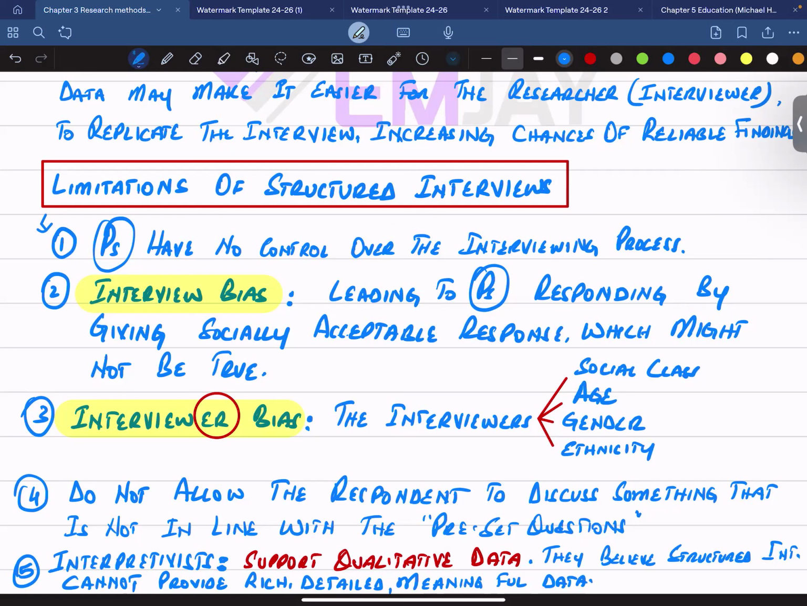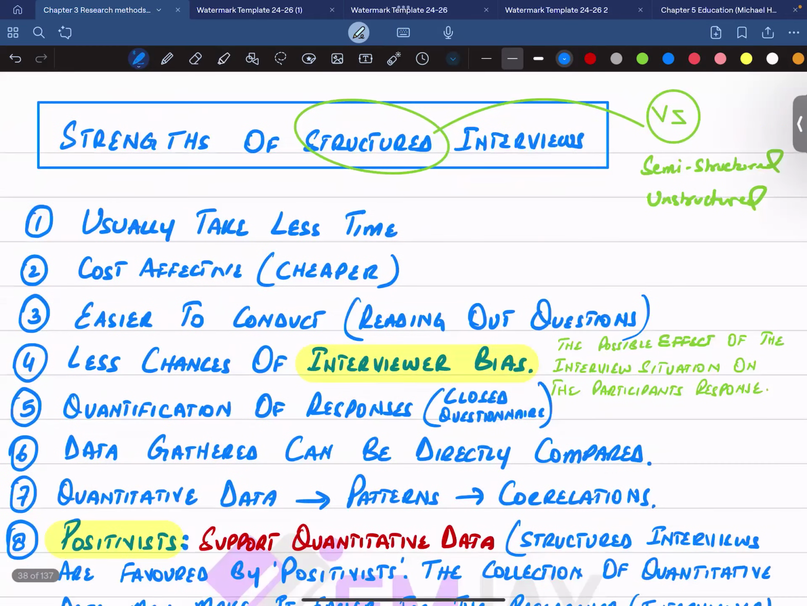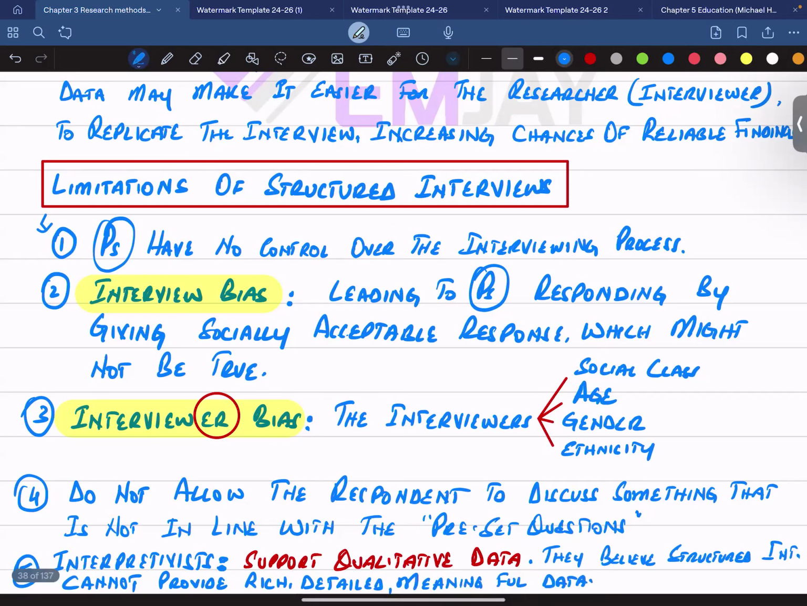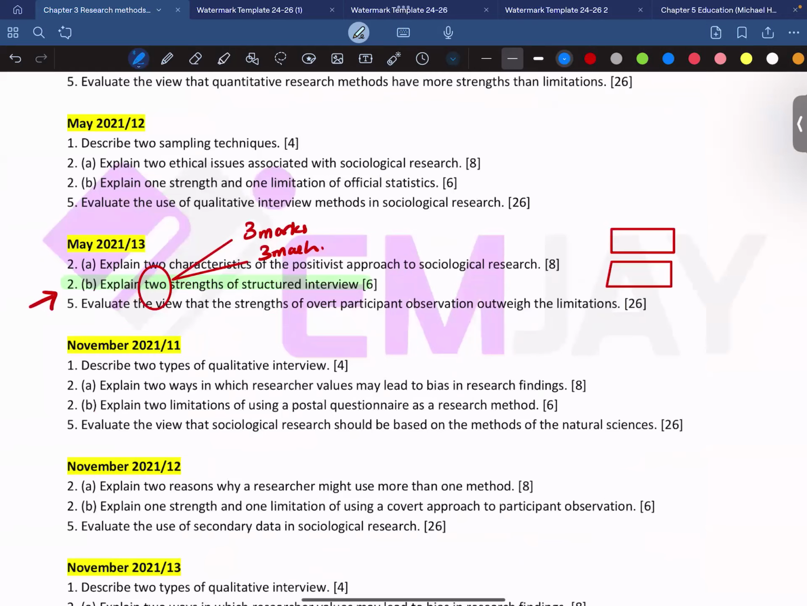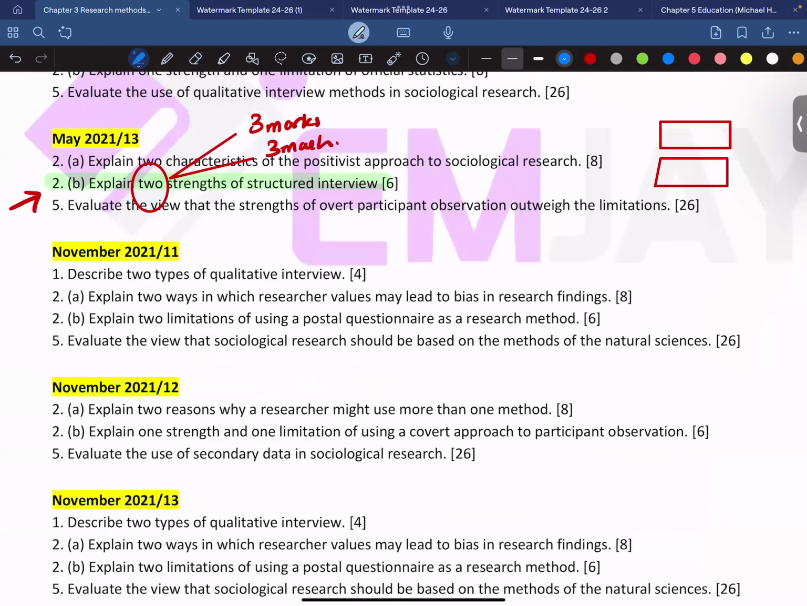Now, these were a few limitations, and right at the top, we had discussed a couple of strengths of the usage of structured interviews in a sociological research. If I may discuss a question that I had shown you all a couple of minutes ago. I'm talking about this question over here that read, explain two strengths of structured interviews. So we had this question in May, June 2021, variant 1-3. Let's put it down over here.